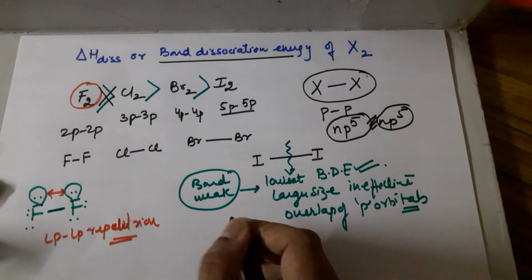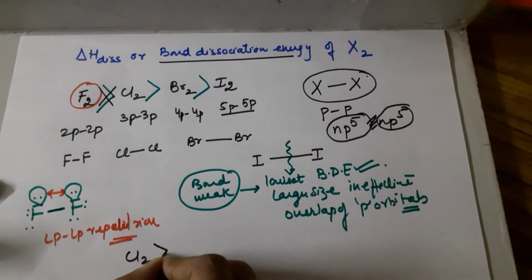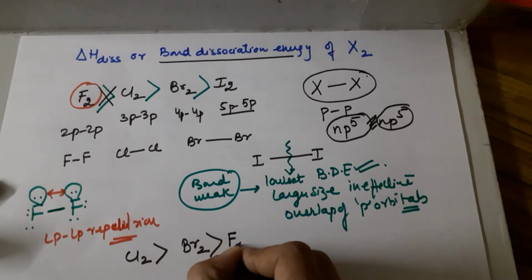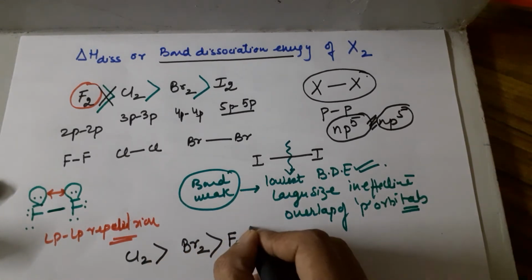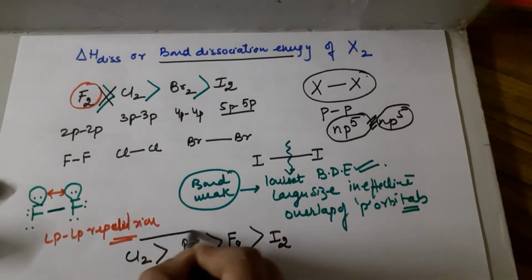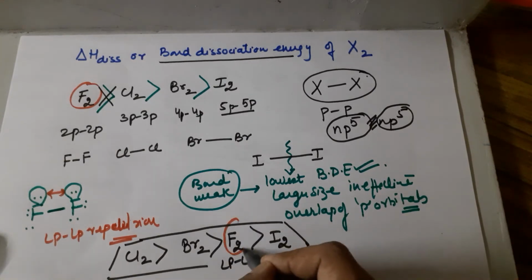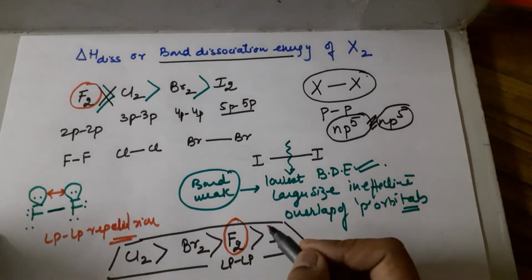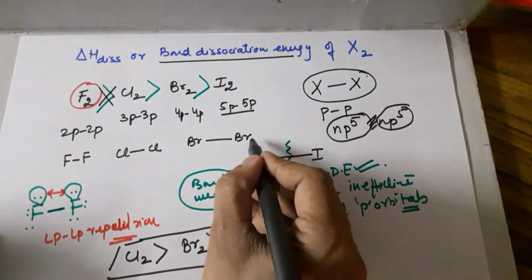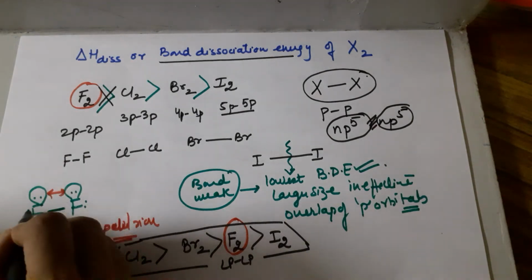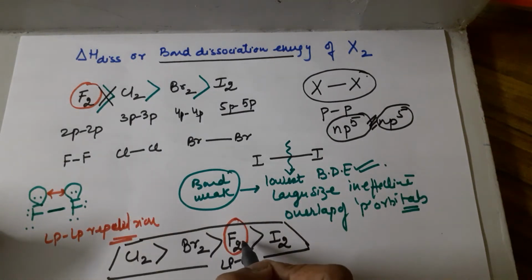The order comes out to be: Cl2 has the highest bond dissociation energy, then you have Br2, then comes F2 due to lone pair repulsion, and the least is I2. This has been an important question in the boards as well as entrance. You should know this order, that there is an exception for fluorine owing to its lone pair repulsion, which is actually present in all of them. But due to their larger sizes, this lone pair repulsion is very less. Because of fluorine's small size, there is a huge lone pair repulsion which makes the bond weaker.